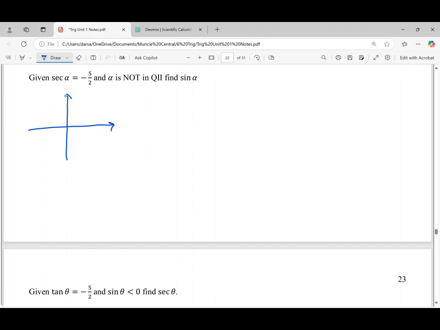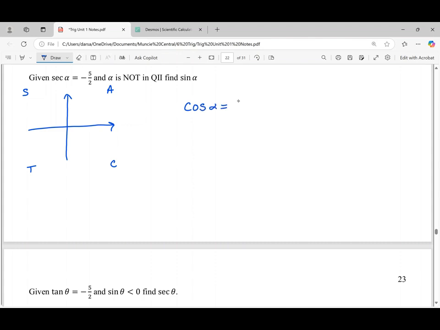And here we're really going to need that mnemonic, all students take calculus. Remember, this is telling us what is positive in each of those quadrants. So we know that cosine is positive in quadrants 1 and 4. Why would I be talking about cosine? Well, they gave us secant, and I really don't like working with secant, cosecant, or cotangent to begin a problem. So let's start by remembering that secant is the upside down of cosine.